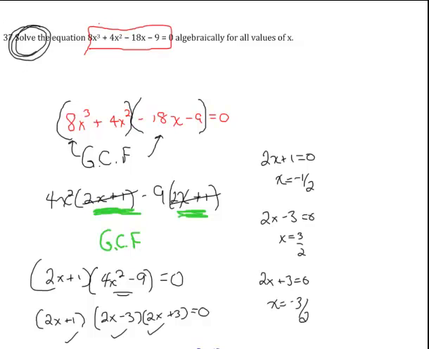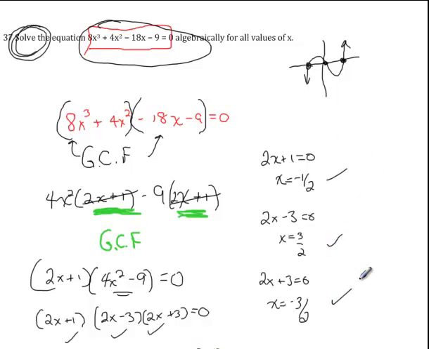See, what I did was I found out where this graph crosses the x-axis. Since it's a cube, we know a cubic function looks like this, and it's going to cross the x-axis 1, 2, 3 times. And here are my 3 places that it crosses the x-axis.